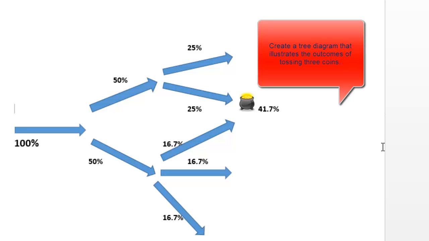So that's tree diagrams. Please create a tree diagram on your own that incorporates the possible outcomes of tossing 3 coins.